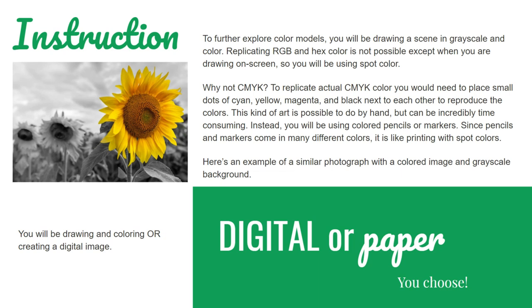Well, to replicate actual CMYK color, you would need to place small dots of these colors next to each other to reproduce the actual color that you're trying to create. This kind of art is possible to do by hand, but it can be incredibly time-consuming and difficult. George Seurat is one who painted this way.